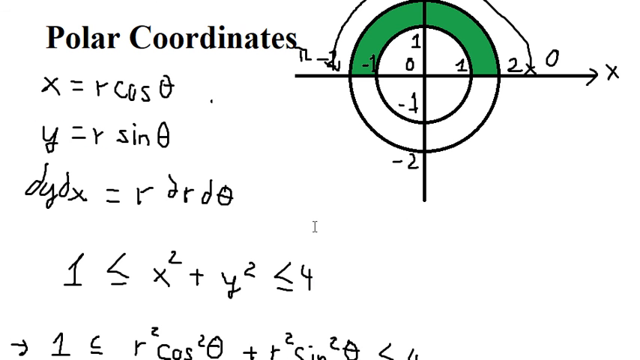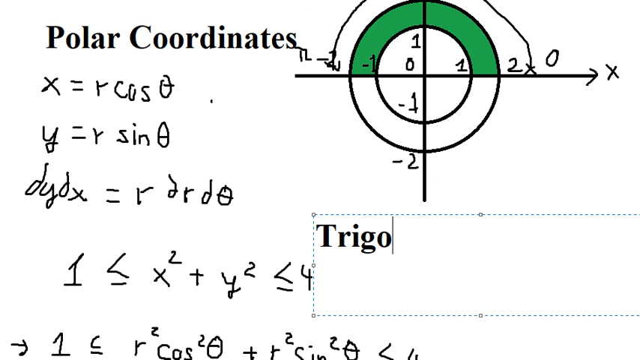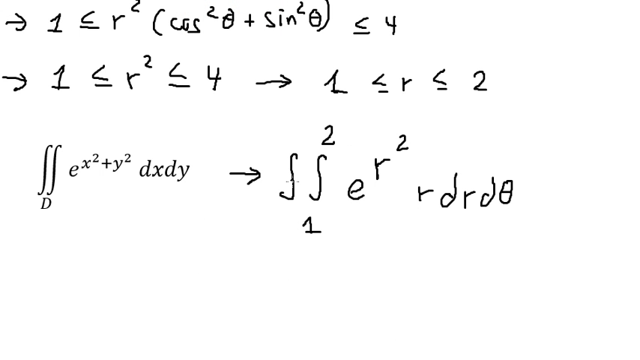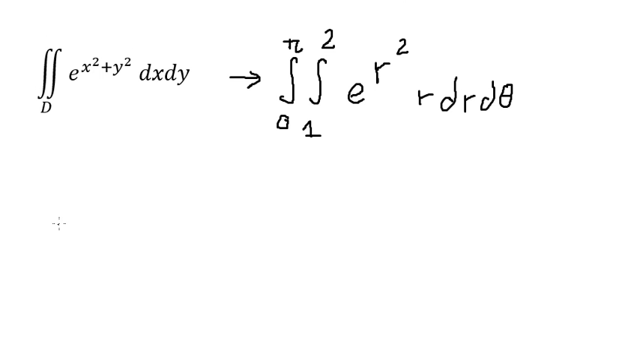This is about the trigonometric circle. Now we put 0 and b in here. Now let's calculate this one.